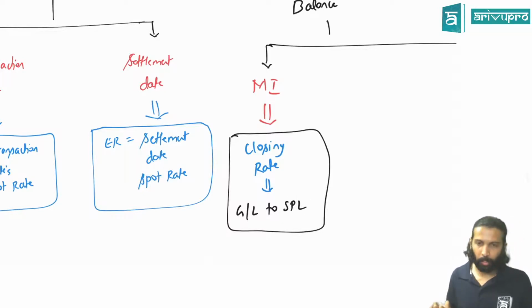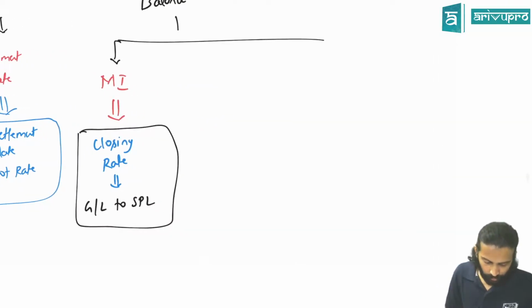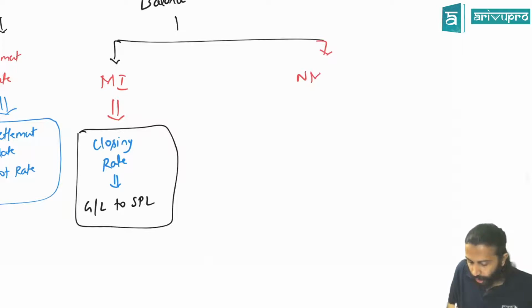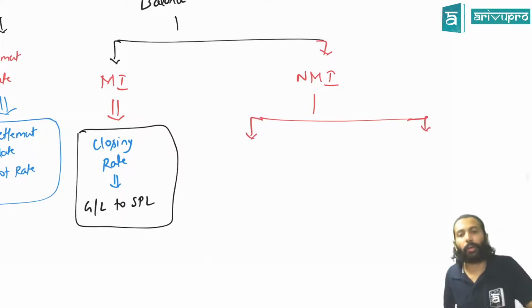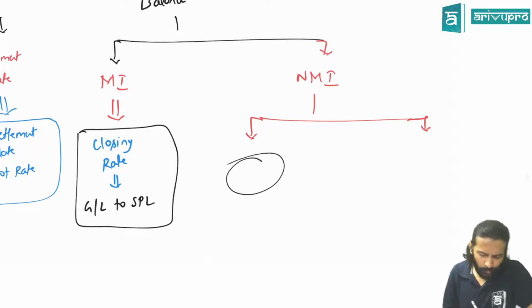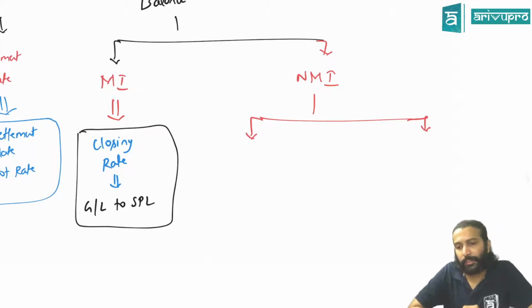You have done enough number of problems in AS 11. We'll do a few of them here also. Then next one. Next one is what? Non-monetary item. Non-monetary item means, is PPE a non-monetary item, sir? Is PPE a non-monetary item? Yes, because value fluctuates. How should PPE be valued? Is there only one metric to value PPE, or more than one?